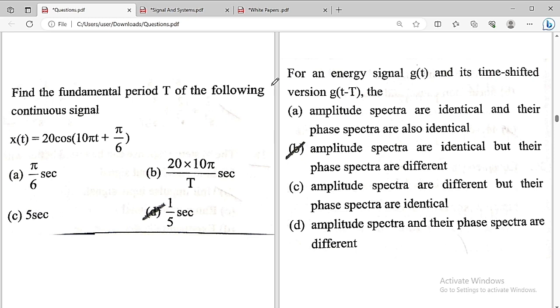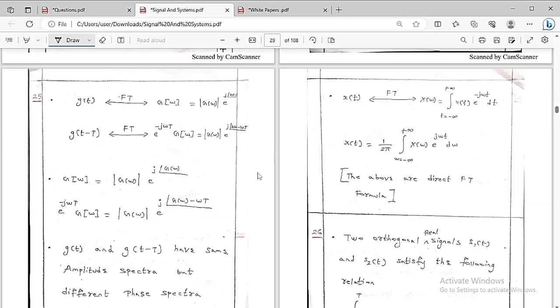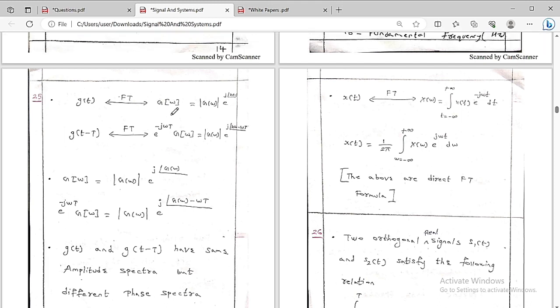Now we'll discuss something more about this. For g of t, what is the Fourier transform? G of omega. G of omega is a complex number, so it has a magnitude as well as an angle. A complex number means real part and imaginary part in rectangular format, and magnitude and phase angle in polar format. So we can write magnitude of g of omega into e to the power of j times the phase angle of g of omega. Either you can write mod of g of omega and phase angle of g of omega. It's up to you.